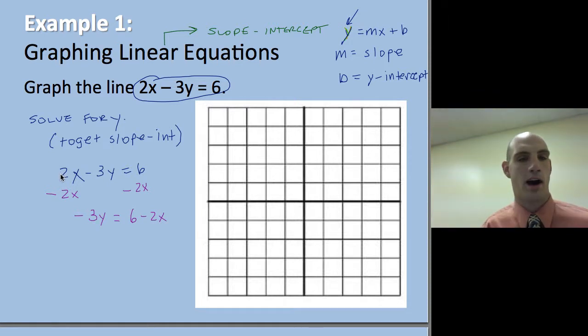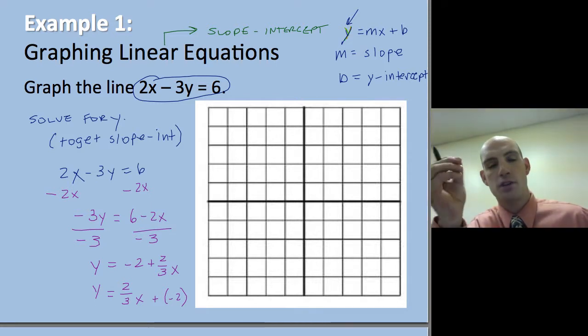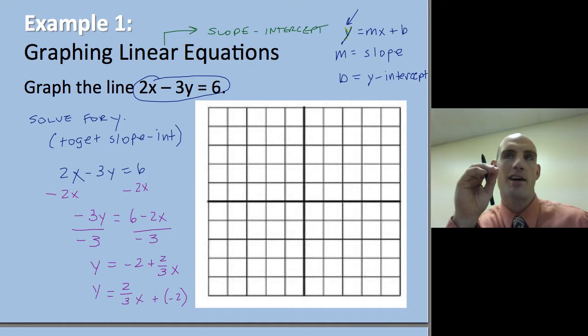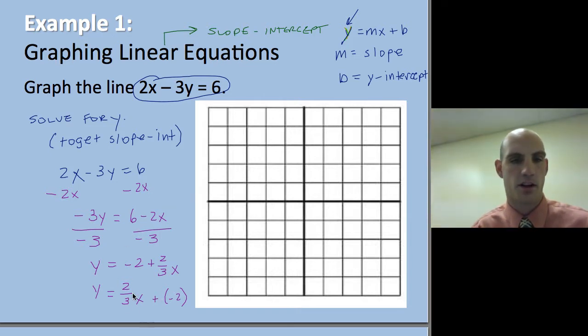And I need to isolate y, get y by itself. So I'm going to divide by negative 3. And I'll have y equals, and 6 divided by negative 3 is going to be negative 2. Negative 2 divided by negative 3 is going to be a positive 2/3 x. And if I rewrite, y equals 2/3 x plus negative 2. Why did I write it like that? I like to eliminate the negatives if at all possible. And since I know that it's an mx plus b, that b is going to be the y-intercept, it helps me to write it in the plus form.